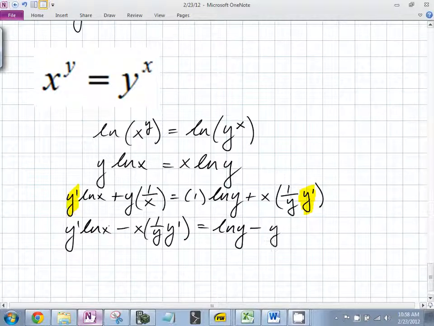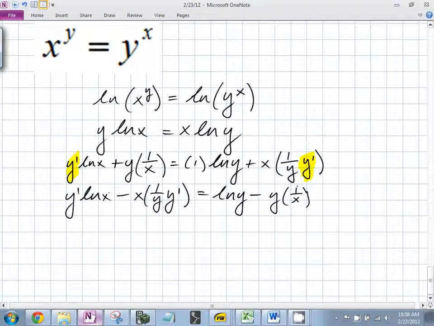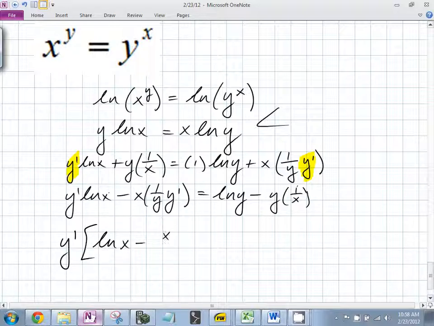You see that? You got it? All I did, that was just algebra right there, everybody. I took this and I put it on the other side. That's all I did. And then I took this and I put it on the other side. What can I factor out on the left now? y prime times ln x minus x over y equals the same thing here.